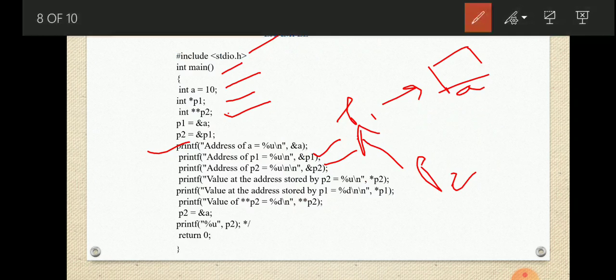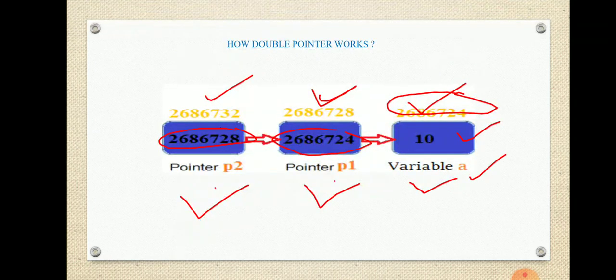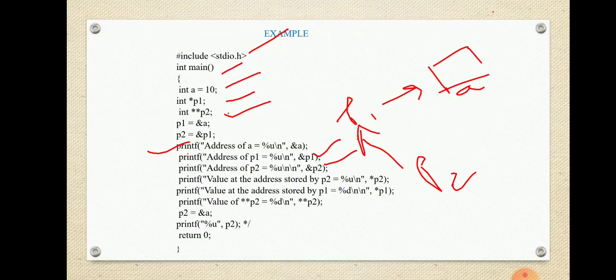So value stored by P2, I am writing P2. What will it print? It will print asterisk P2. Whenever I am writing asterisk P2, then what will print? The value stored at the place where P is pointing. So P2 is pointing to P1. The value stored at P1 is 2686724. So it will print the value stored at P1.